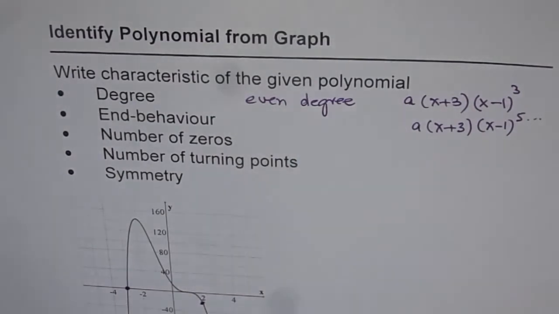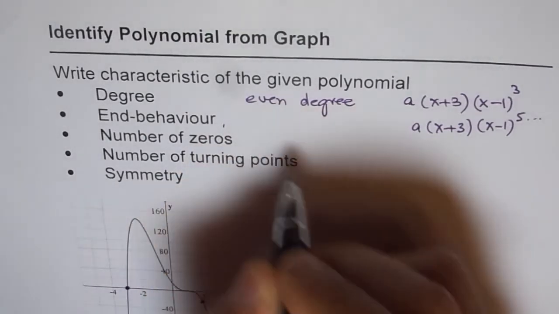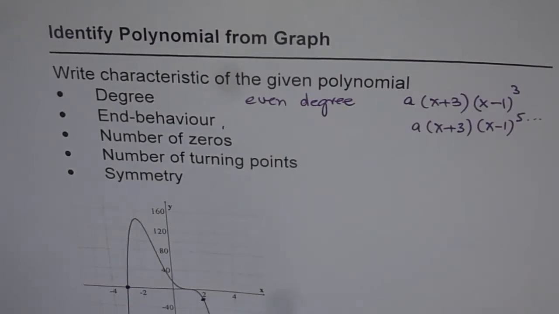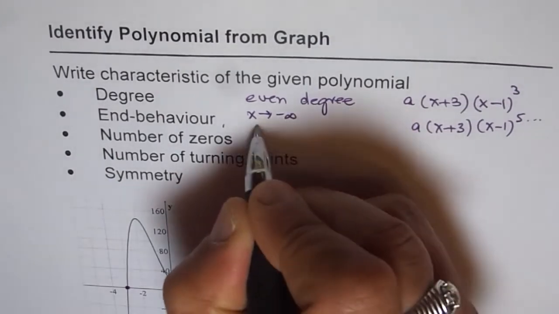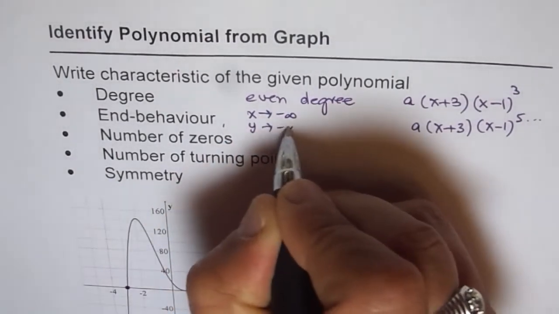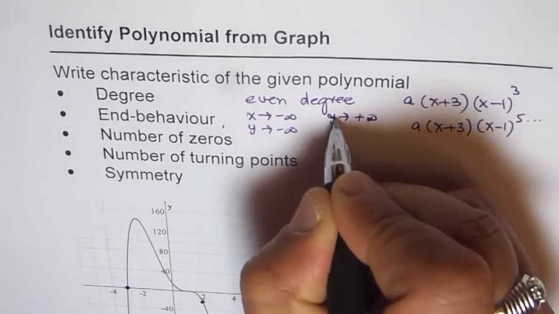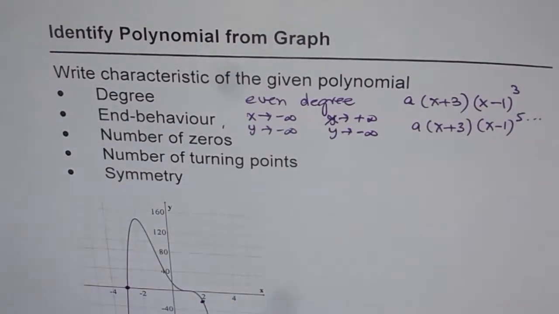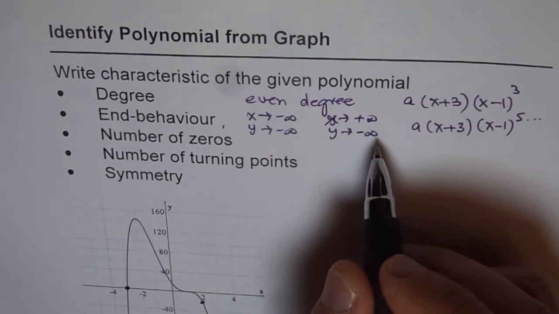And end behavior, we can see from here, and one more thing, that is leading coefficient, right? Leading coefficient is negative since the graph is going from quadrant 4 to quadrant 1. And end behavior is when x approaches minus infinity, y approaches minus infinity, and when x approaches plus infinity, y also approaches minus infinity. So both sides are same, right? So that indicates that the leading coefficient is negative.